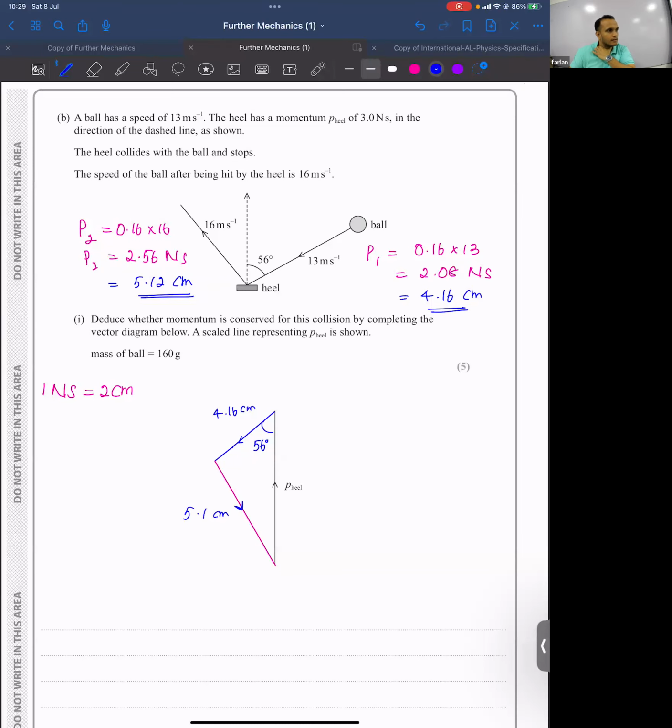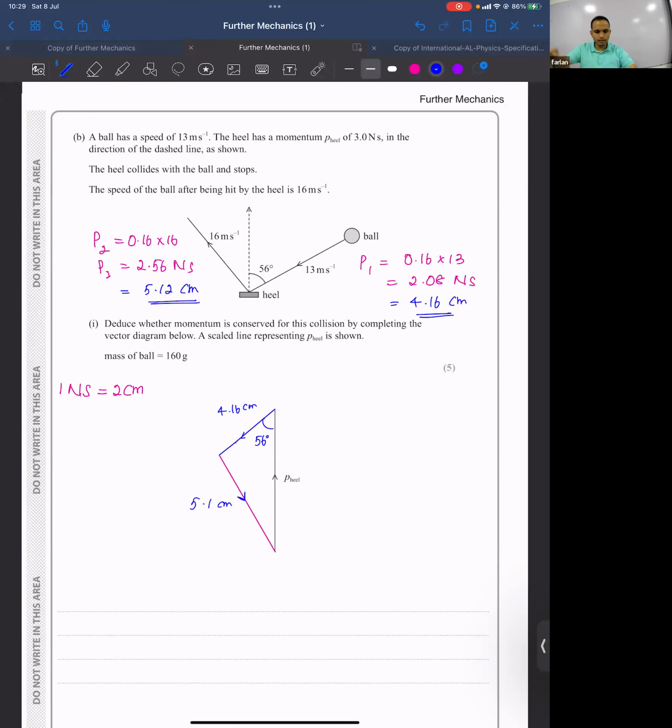Correct? If that is the case, then definitely yes, you can write the conclusion saying the above vectors give a closed vector triangle. So the momentum is conserved.